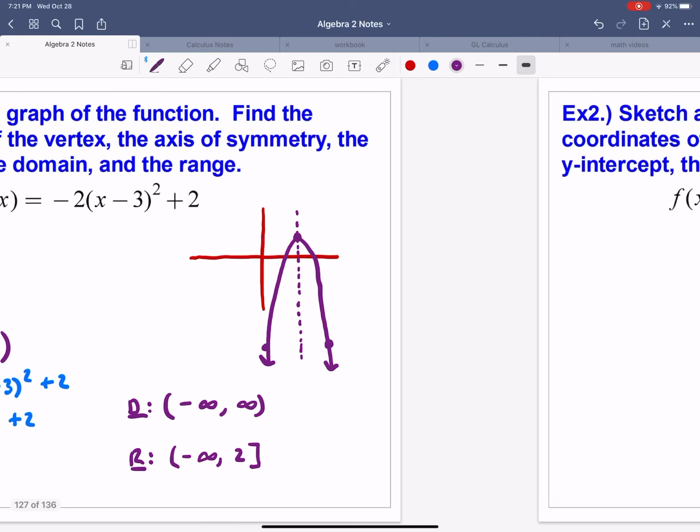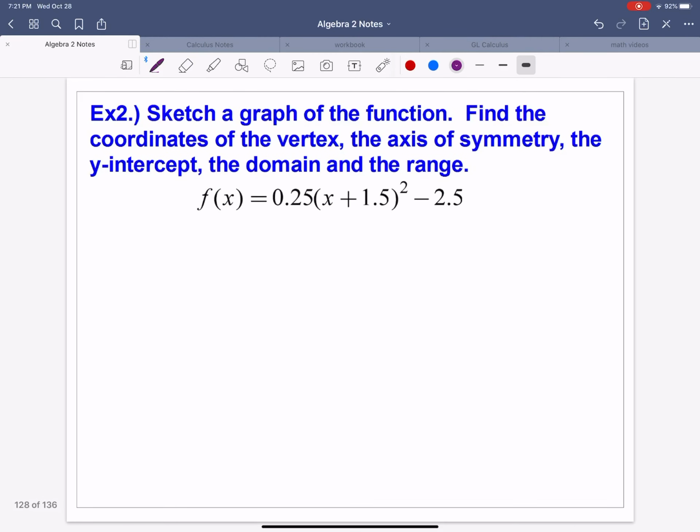Okay, so let's try another one. Here's example 2. Now what I would do is I'd pause the video now, and I would try to do example 2 and all of its attributes by yourself. When you're done, start the video back up again, and I will talk you through all of the attributes.